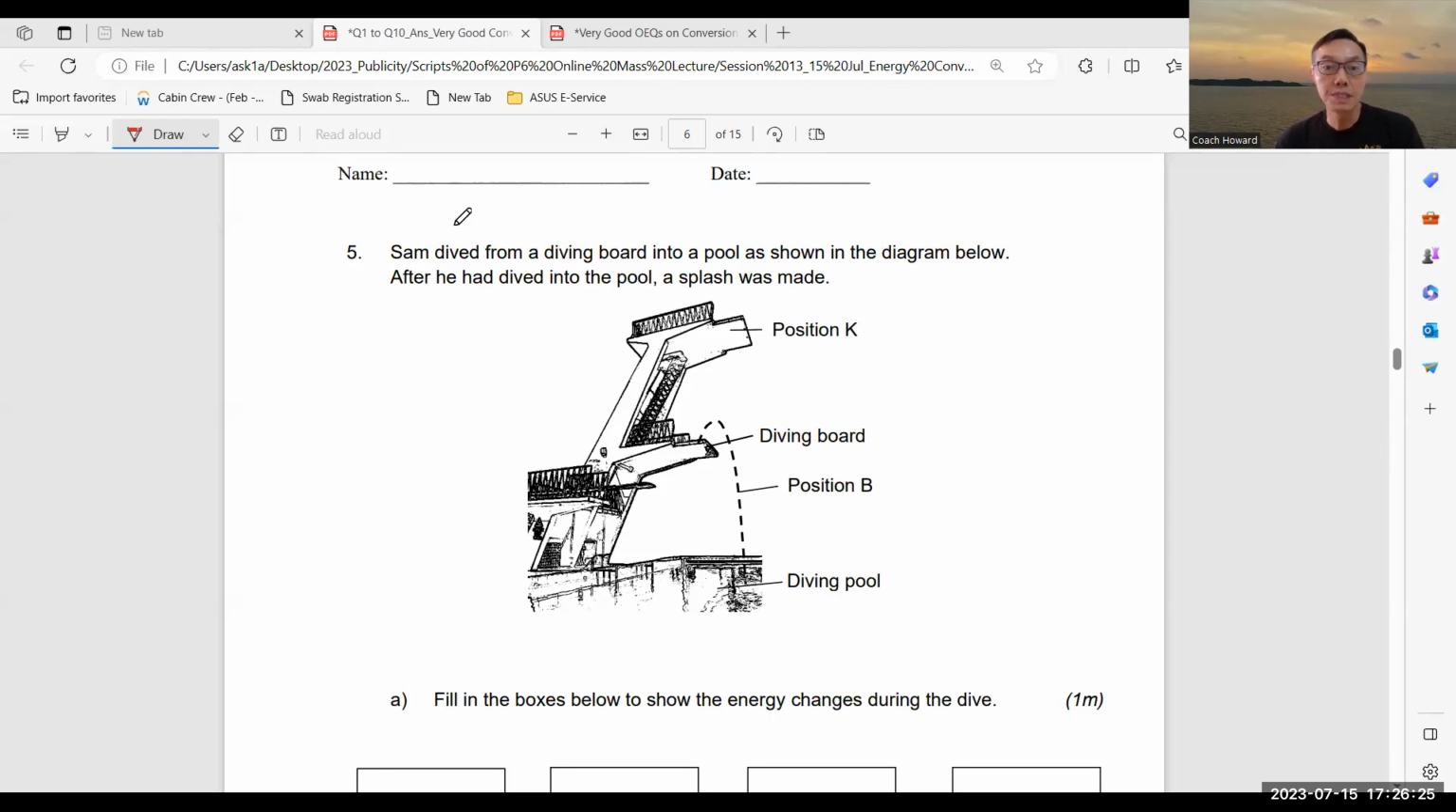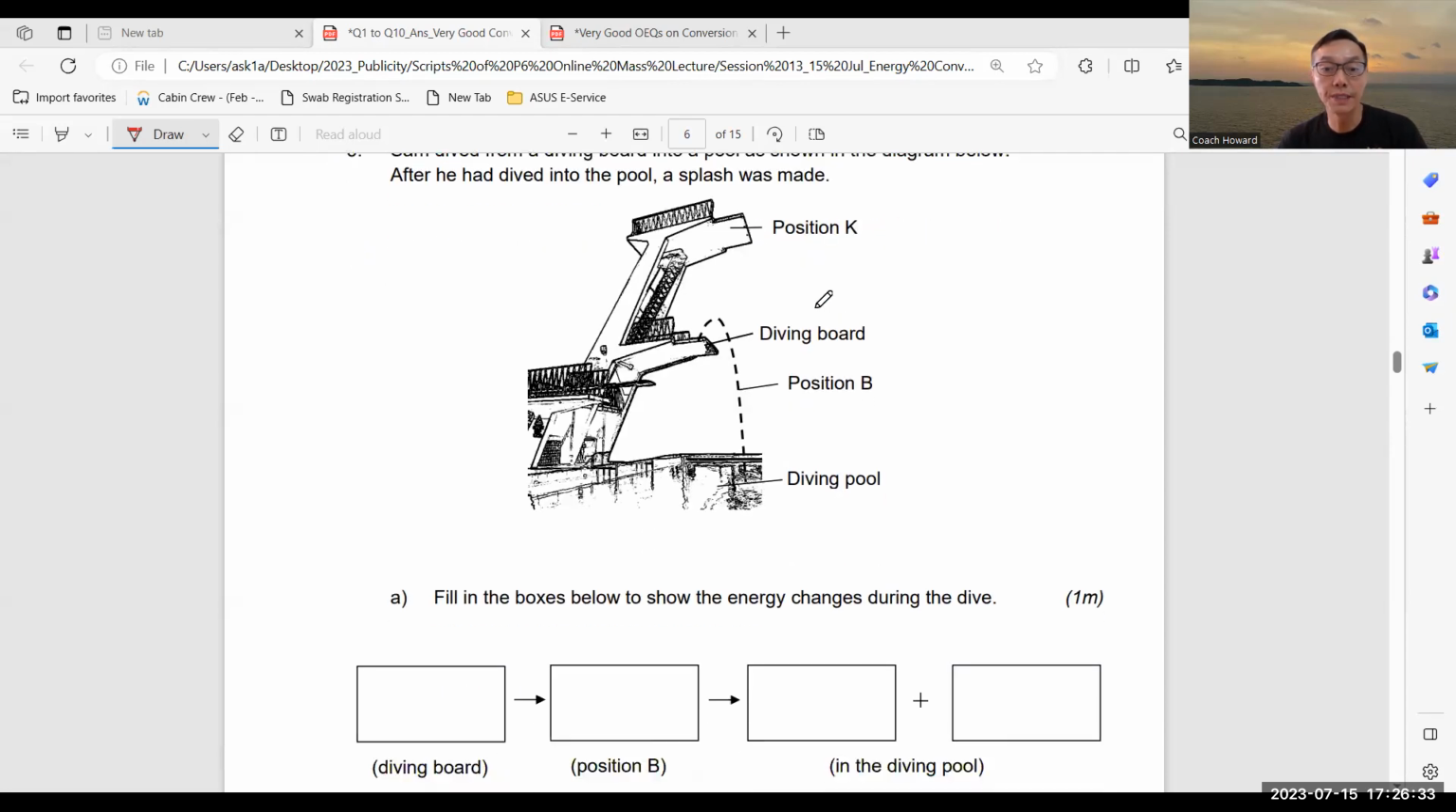In this question, it says Sam dived from a diving board into a pool as shown in the diagram below. After he had dived into the pool, a splash was made. Fill in the boxes to show the energy changes during the dive. So at the diving board here, definitely is the potential energy.